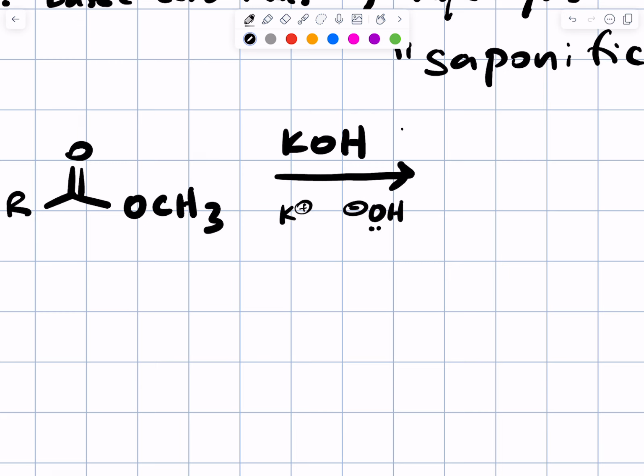Potassium hydroxide is sometimes sold or known as lye, which is how your ancestors would have known it. You can get it from wood ash.